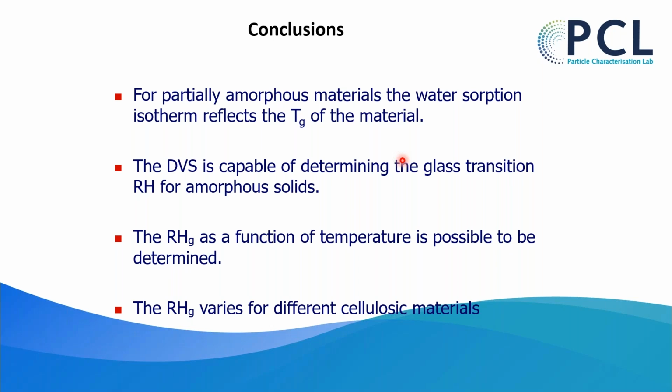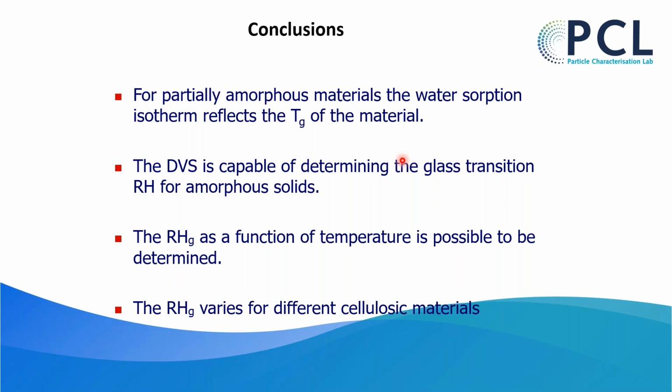So what can we say in conclusion? For partially amorphous solids, the water isotherms basically reflect the TG of the material. The shape of the isotherm is very much dependent on the amorphicity and particularly the TG. The amorphous content is one thing, but the TG of the amorphous material is also reflected in the adsorption isotherms. We can determine the glass transition humidities for amorphous solids at different temperatures using the dynamic vapor sorption method, and it is possible to determine these humidity-induced glass transition conditions as a function of temperature relatively easily.